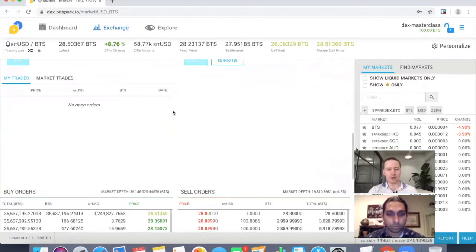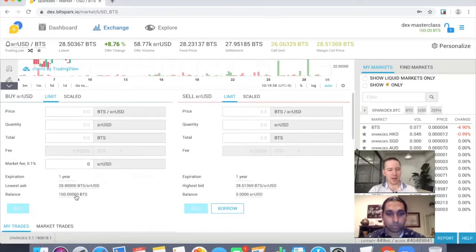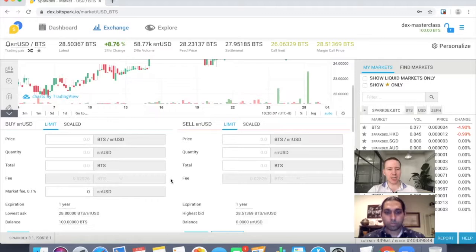If we scroll up a little bit, you'll see this is the section where you can buy BitUSD and you can sell BitUSD. And here you can see I have a balance of 100, and you've got the lowest ask and the highest bid here as well. So these are sort of the fundamentals of any exchange that you'd expect to see. You want to see a chart, you want to see an order book, you want to see an order submission form. And in the case of BitShares, everything is a limit order. So be aware of that.